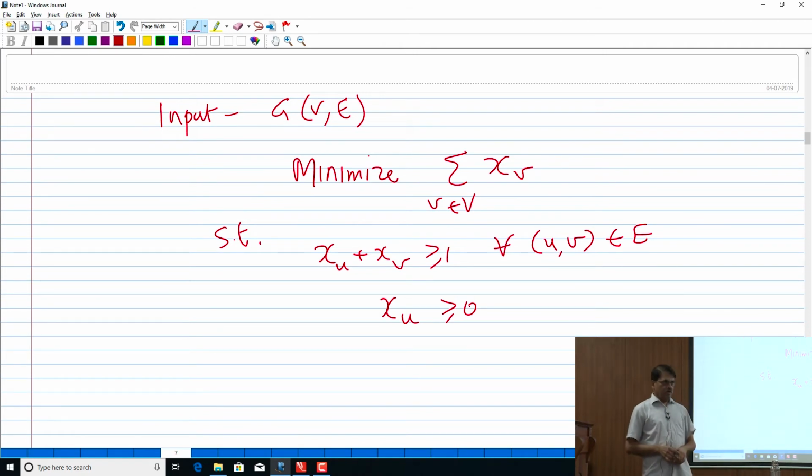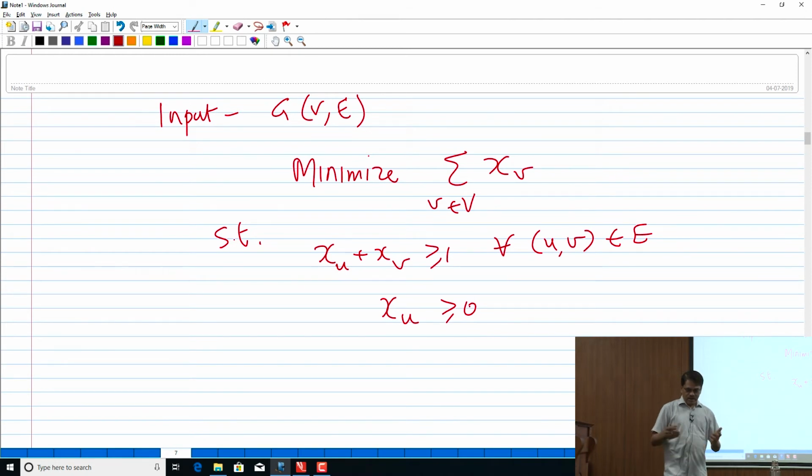Now, what do we know about integer programming? How fast can we solve it? It is NP-complete. Why? Here is the reduction. If I say x_u is in {0,1}, what we have done is reduce vertex cover to integer programming in polynomial time. So we have actually proved integer linear programming is NP-hard; you need to prove it is in NP as well. So integer programming is hard, and that's why you relax to a linear program and solve the linear program.